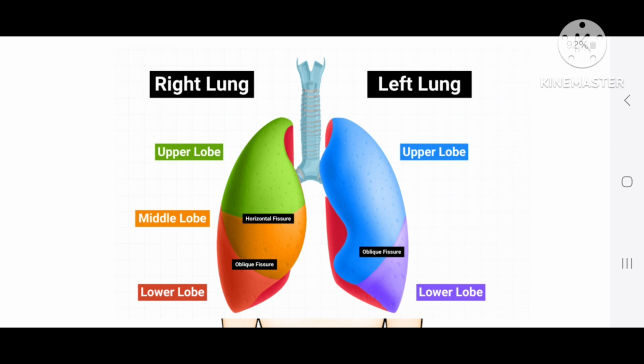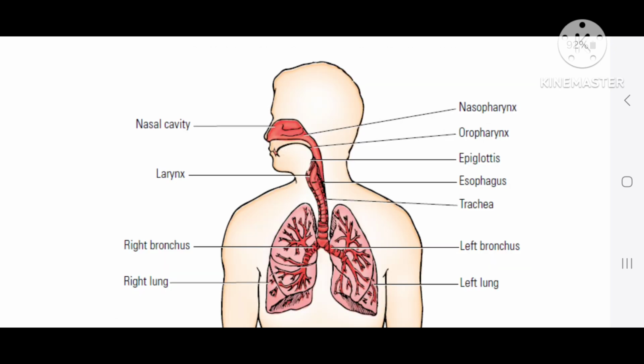I have seen this as a question even in my CPC exam. They asked this: how many lobes are there in total in both the lungs? They have got 5 lobes because right lung has got 3 lobes, left lung has got 2 lobes.